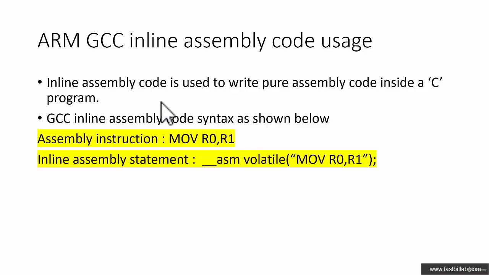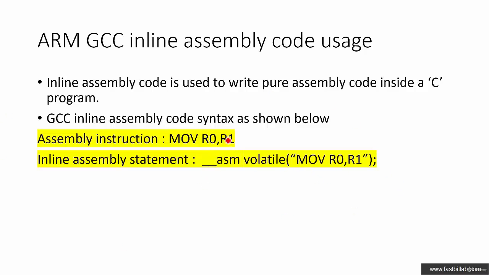To use inline assembly code, you have to follow the compiler's inline assembly syntax. That is very important because different compilers have different syntaxes. GCC has one kind of syntax, ARM compiler has one kind of syntax, and the syntax on ARM compiler may be different. Let's see an example.